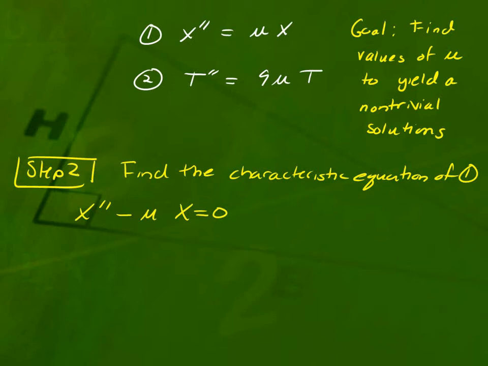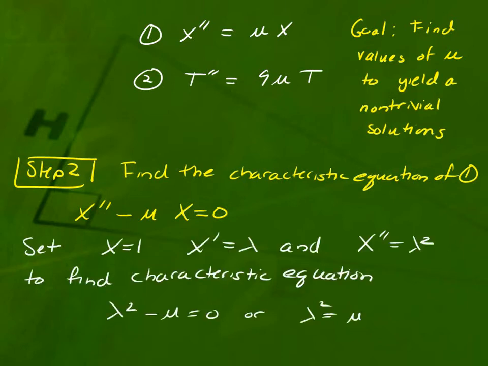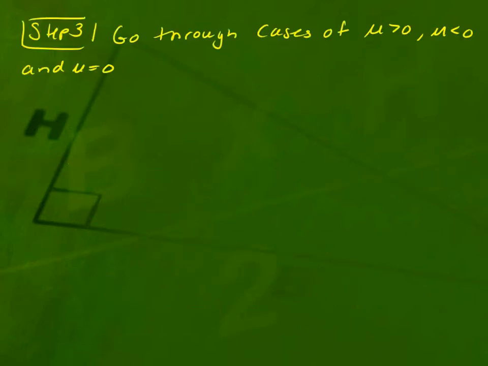So step 2 is to find the characteristic equation of one of the equations. So I took the first one we have listed, X double prime equals mu X. And we find the characteristic equation. It is exactly the characteristic polynomial from linear algebra. It's the same thing. The way you do this in a slick way without matrices is you let x equal 1, x prime equals lambda, and x double prime equals lambda squared. But we don't have an x prime, so we don't have to worry about it. So we get lambda squared minus mu is equal to 0, or lambda squared is equal to mu.